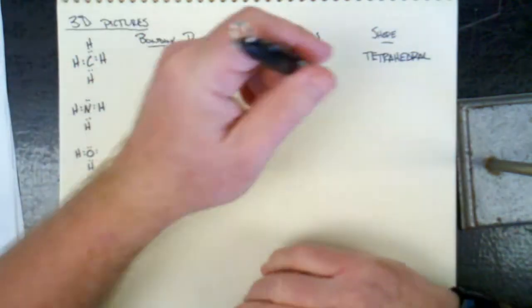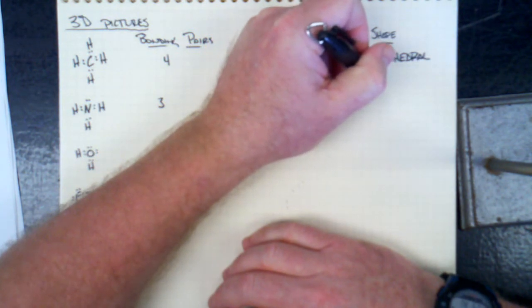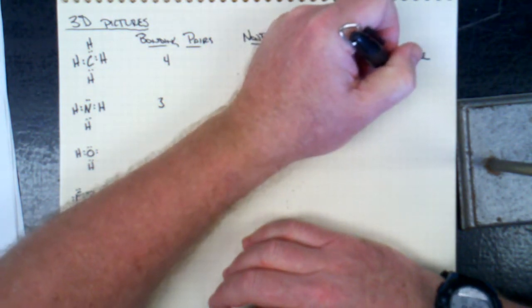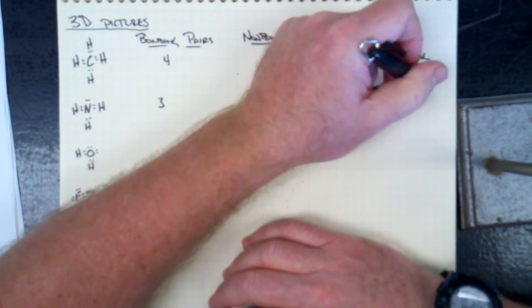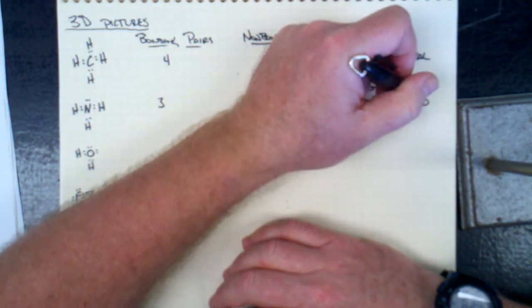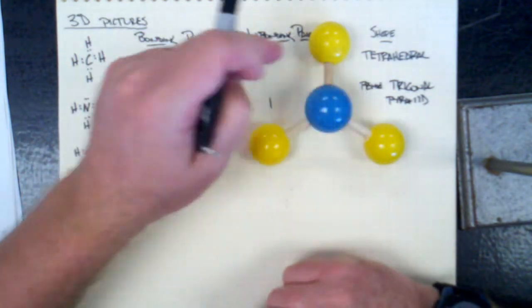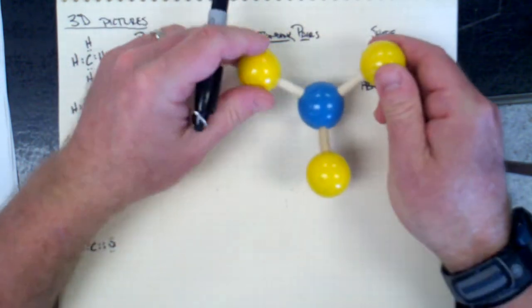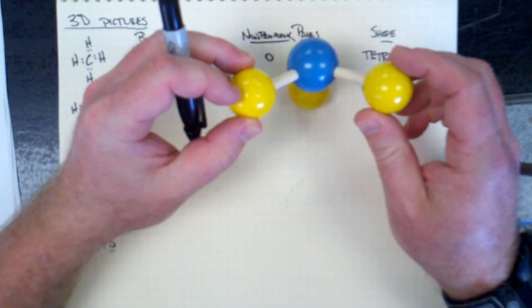And so we call it a trigonal pyramid. Trigonal means it makes a triangle, no matter which way you look at it. From the side, it makes a pyramid.